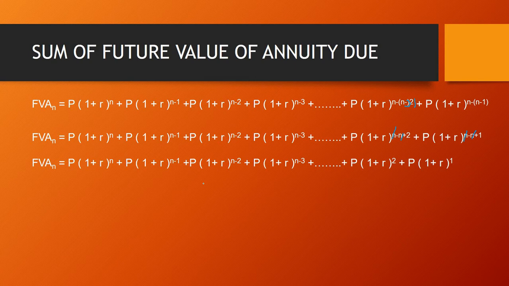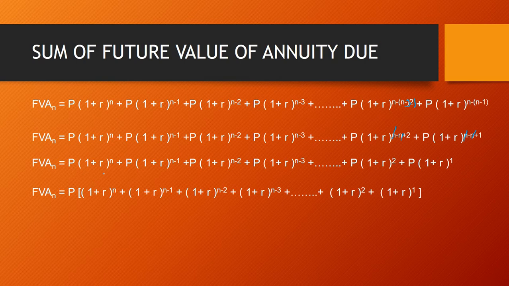One thing more, if you notice over here, it's going in a decreasing order. The first term is n, then n minus 1, then n minus 2, n minus 3. So it's going in a decreasing order. Now what we can do is take P common. If we take P common, from the first amount we are left with (1+R) raised to power n. From the next, we are left with (1+R) raised to power n minus 1. From the third, we are left with (1+R) raised to power n minus 2, and so on till we reach 2 and 1 as the power.